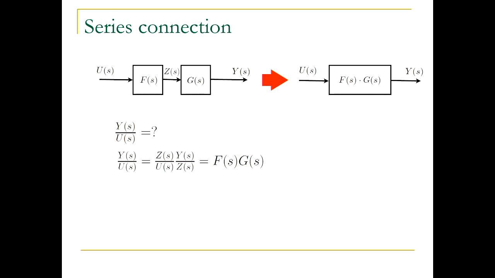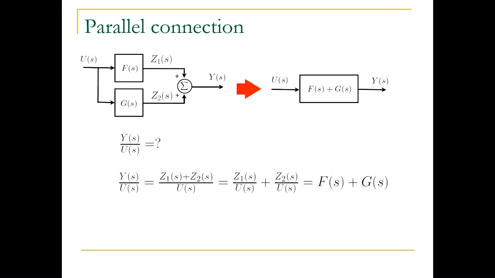Okay. Let's look at the parallel connection. Now, I again introduce two variables, z1 and z2, and then I'm asking myself, what is y of s divided by u of s? Because that's the transfer function of the full system. Well, what is y of s? Well, y of s is the sum of z1 and z2, right? And then if I split them, z1 plus z2 over u is really z1 over u plus z2 over u, right? Well, but what's the definition? This is exactly the definition of f, and this is the definition of g. So we've just found that the transfer function of the overall system is really the sum of the transfer functions of the two subsystems.